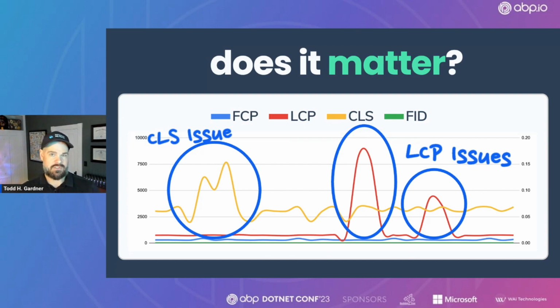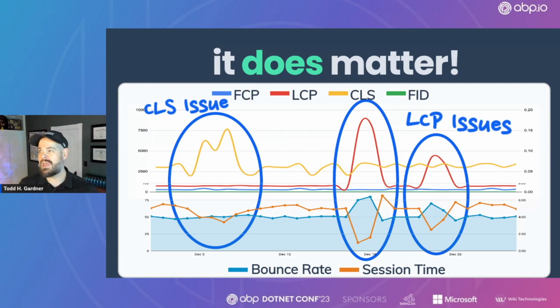What do those metrics mean? It's an uphill battle because you're talking to them in technical terms. But what if we were to have that analytics data right there with it? What if we were to be able to say, hey, here's some analytics data, and it looks like there's a correlation between CLS and session time. And it looks like there's a correlation between LCP and bounce rates.